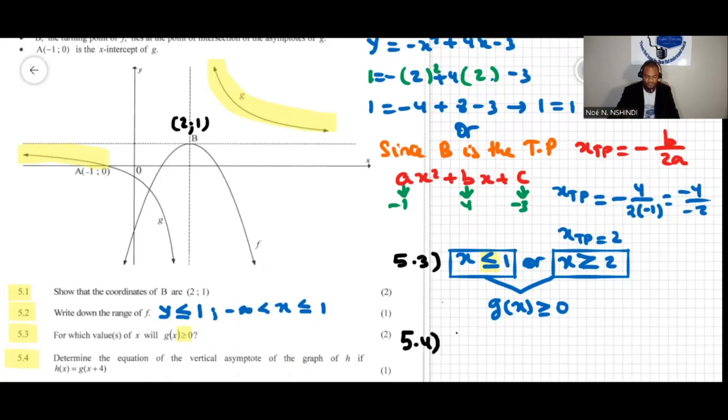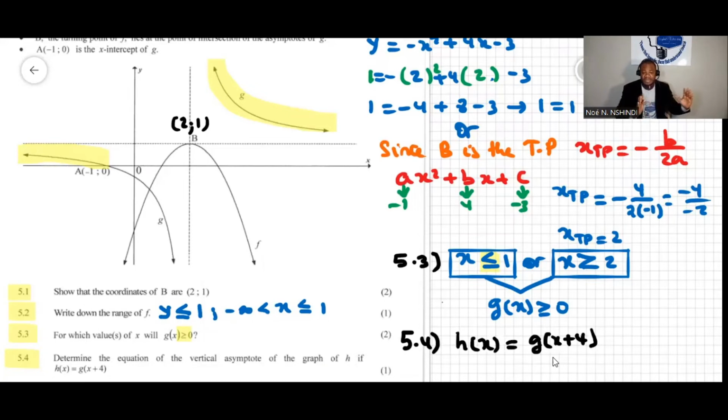We are looking for, determine the equation of the vertical asymptotes of the graph of h. Okay, looking for the asymptote of the graph of h, but it is said that h is the same as g of x plus 4. Now we look at g of x, this hyperbola here. The arms of the hyperbola are there. Now, when they say g of x plus 4, the plus 4 here simply means that the same graph of the hyperbola is shifted 4 units to the left.